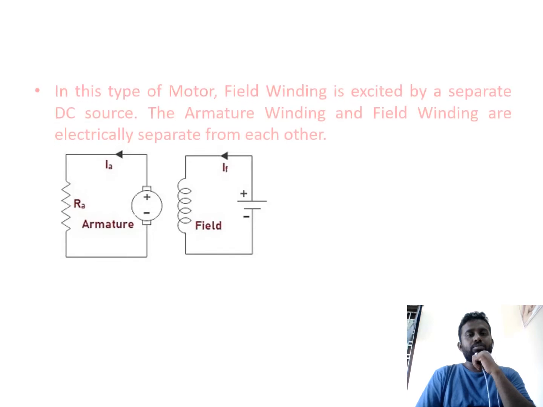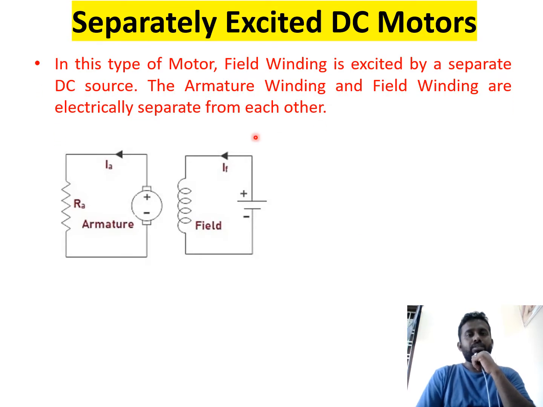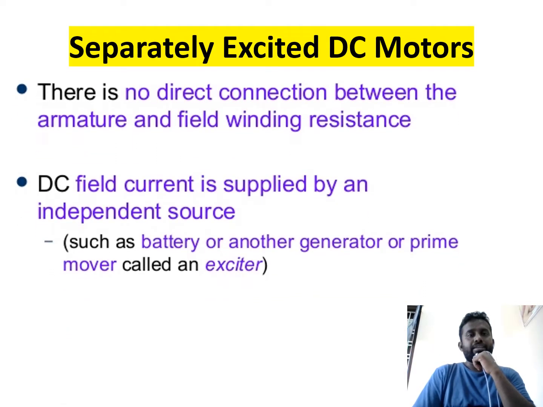And now, separately excited DC motors. In this type of motors, field winding is excited by a separate DC source. This is a field winding which is excited by a separate DC source. As I have told you, this is the armature. The armature winding and field winding are electrically separate from each other. This is the main point of separately excited DC motors. There is no direct connection between the armature and field resistance. DC field current is supplied by an independent source such as a battery or any other generator or prime mover called an exciter and so on. That's a separately excited DC.